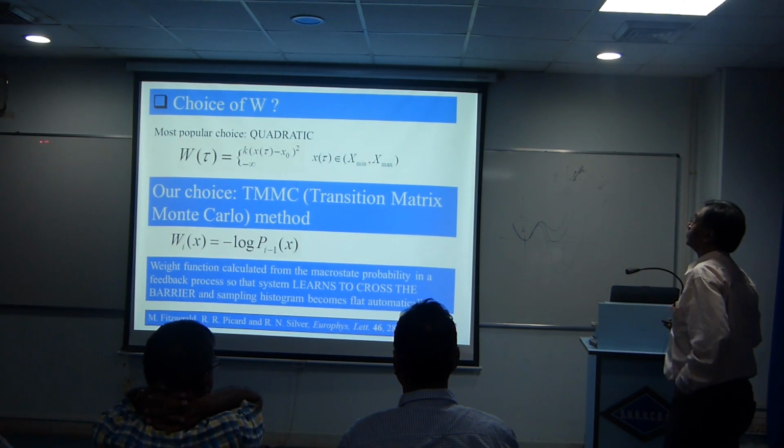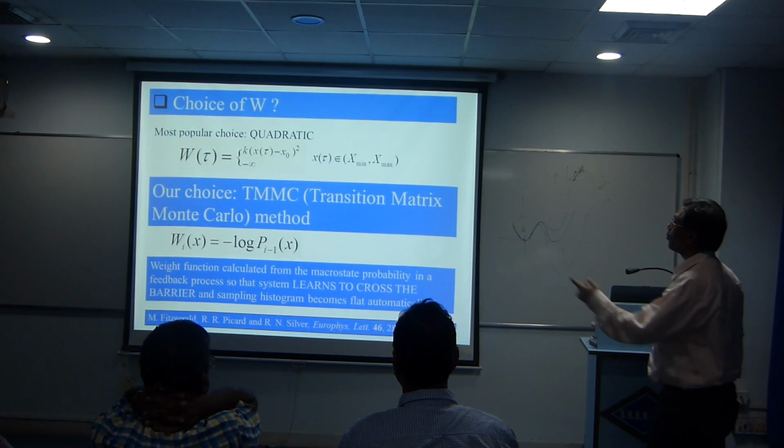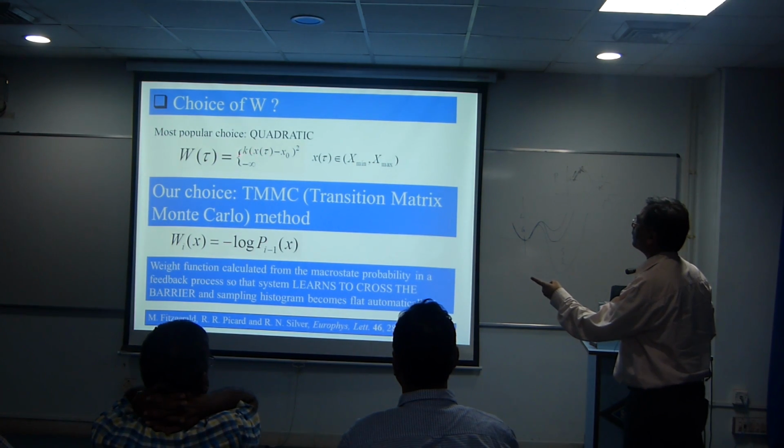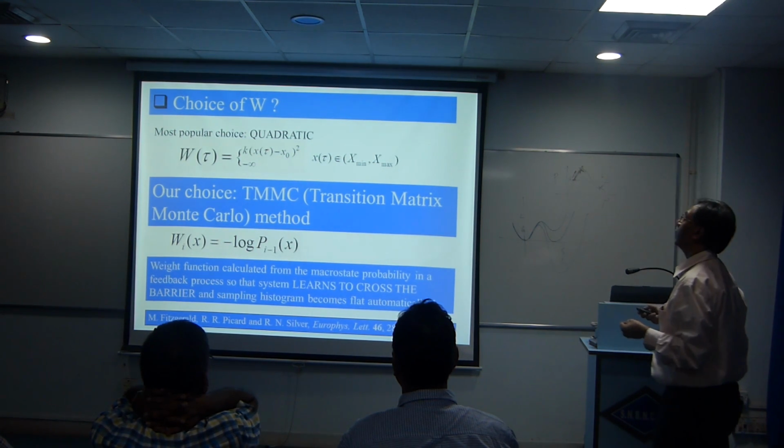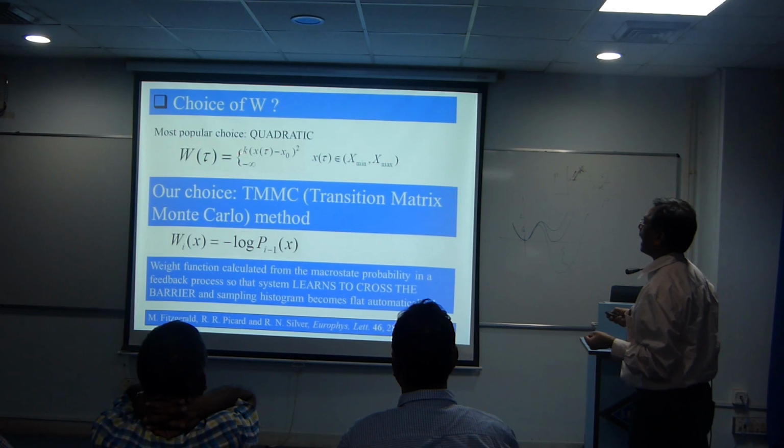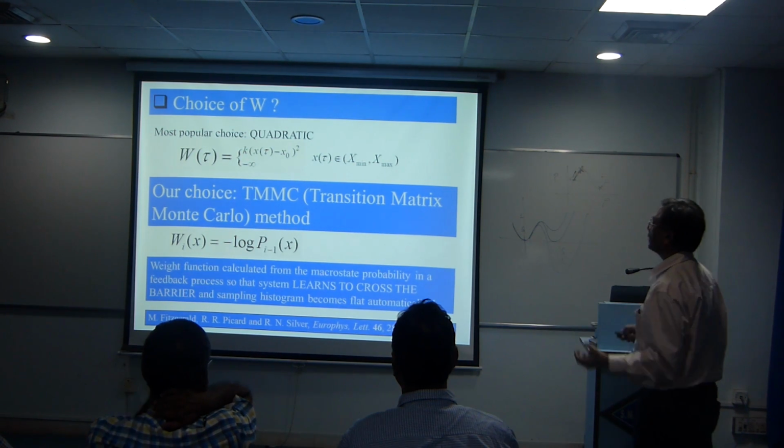Okay. So one is a harmonic weight. You want to go to xt. This is the region you want to go to. You are at x0, and you pull it through a spring, and that is the term you add. So it goes in that direction.